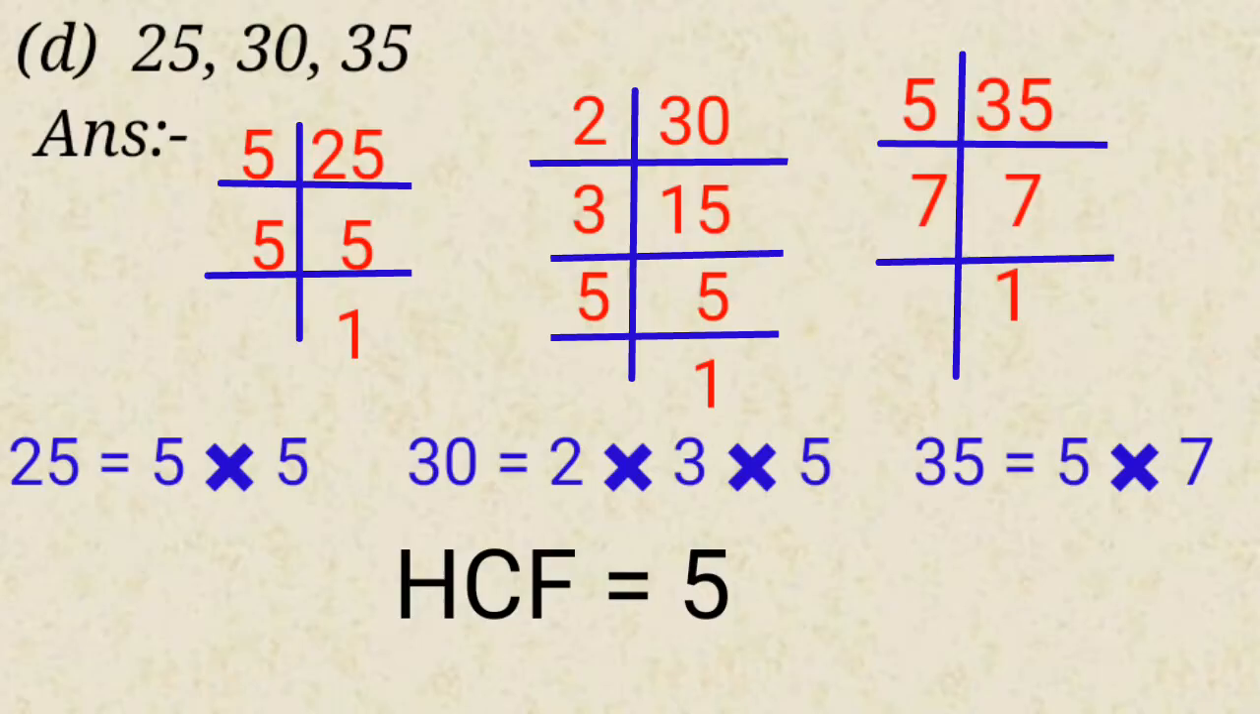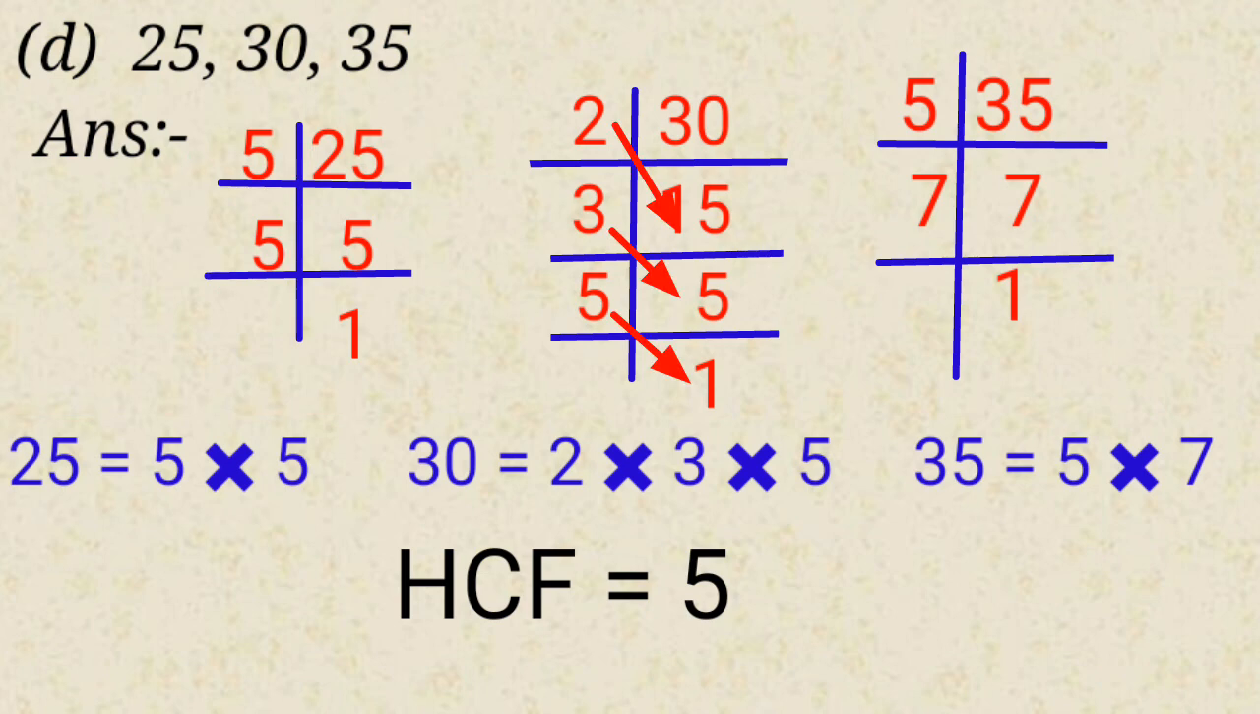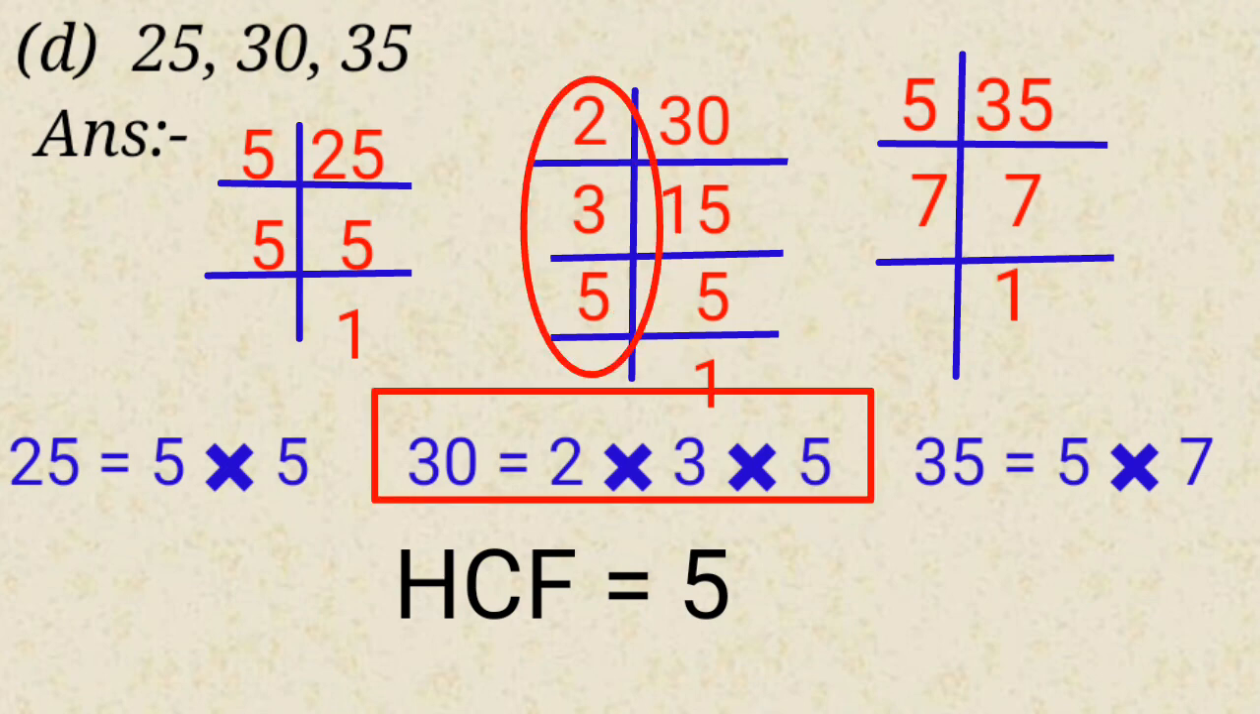Answer. D part is 25, 30, 35. So factors of 25 are 5 into 5 is 25, 5 into 1 is 5. So factors of 25 is equal to 5 into 5. Similarly, factors of 30, 2 into 15 is 30, 3 into 5 is 15, 5 into 1 is 5. So we get 1 at the bottom. So factors of 30 are 2 into 3 into 5.